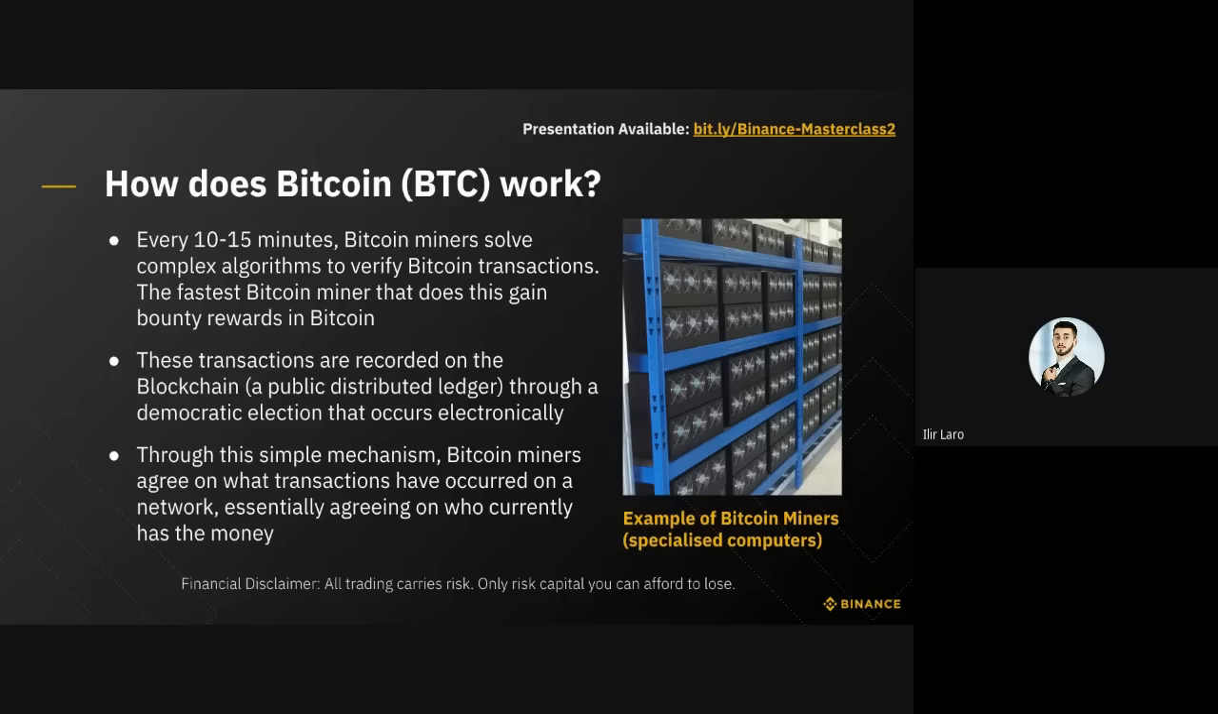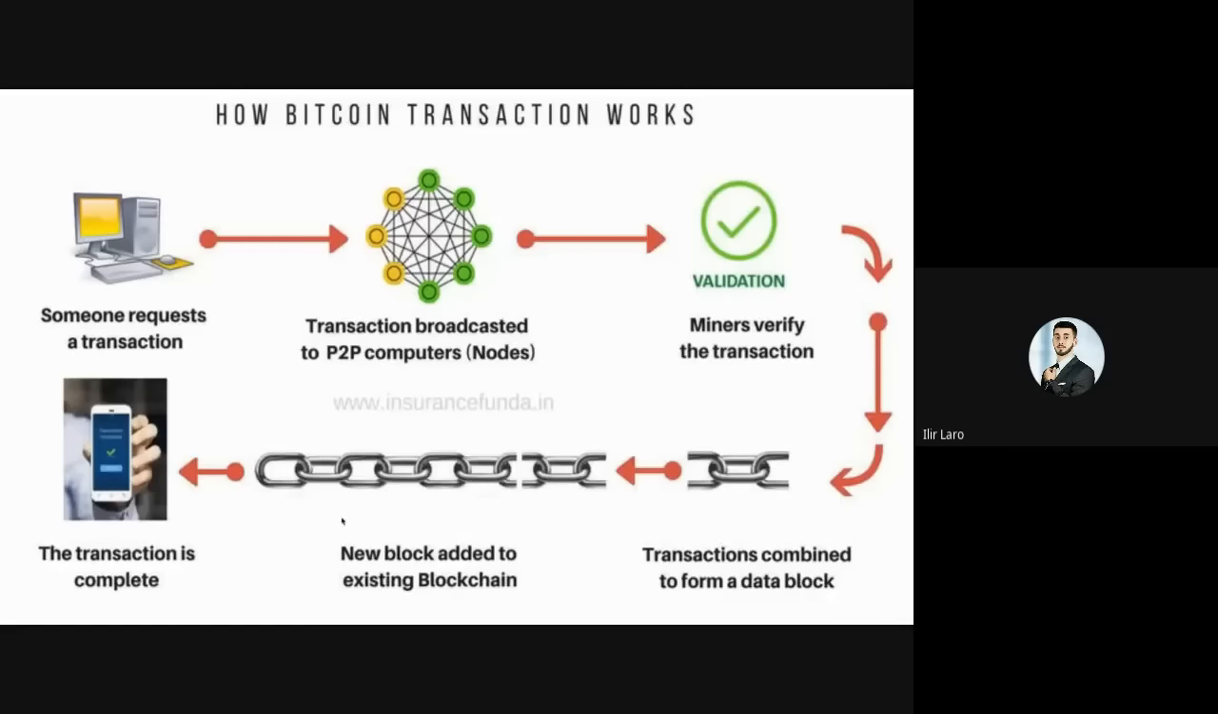Now, these transactions, once verified, are then recorded on the blockchain, which is typically referred to as a public distributed ledger for a democratic election that occurs electronically. Now, through this simple mechanism, Bitcoin and miners agree on what transactions have occurred, when they've occurred, and essentially agree on who has the money. So in short, Bitcoin uses cryptography to secure transactions made on the Bitcoin network, and this therefore allows you to send Bitcoin to anyone, anywhere around the world without the need for a third-party financial intermediary.